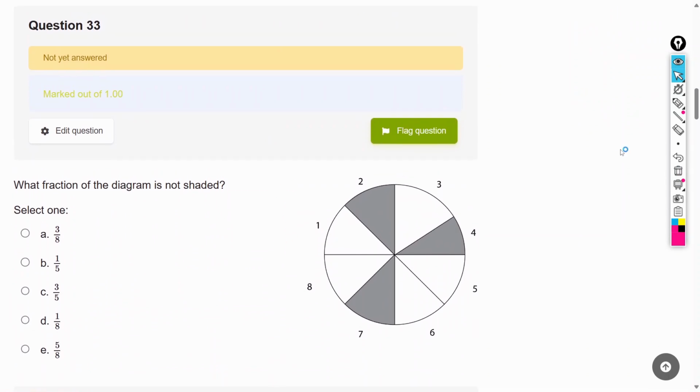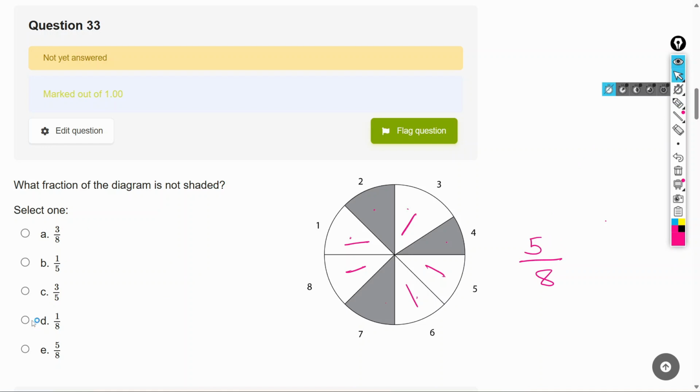What fraction of the diagram is not shaded? When you have questions like this, you should first look out for the total number of shapes you have, the total sides that the shape has. So there's 1, 2, 3, 4, 5, 6, 7, 8. So 8. So it means our denominator will be 8. And then the part that is not shaded is 1, 2, 3, 4, 5. That's 5 out of 8. And we can't reduce this any further. So 5 out of 8 is the correct answer.